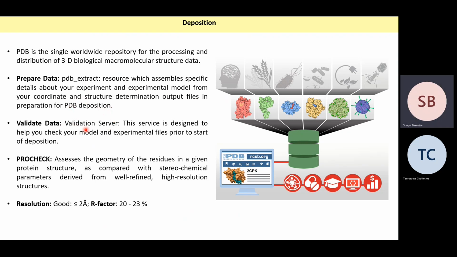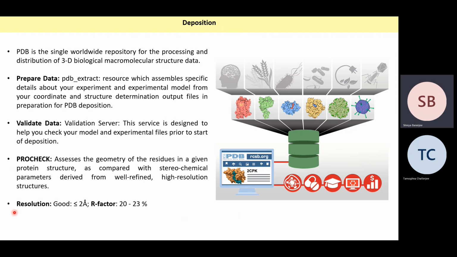The second step is that the structure is validated. This service is designed to help you check your model and experimental files prior to start of deposition. In data validation, the validation server checks whether the PDB structure is good enough to be deposited. And finally, there is something called ProCheck that assesses the geometry of the residues in a given protein structure compared with stereochemical parameters from well-refined high-resolution structures to see if your structure is as good as other structures in the PDB, and only then it is accepted.